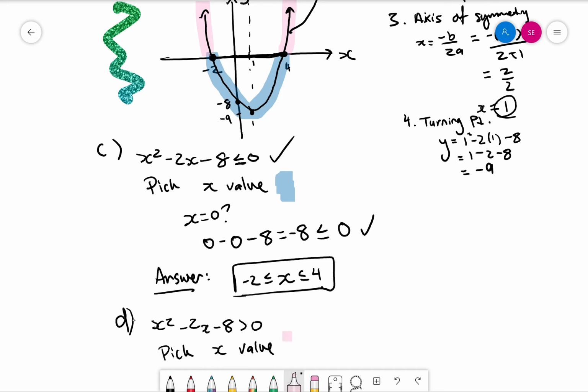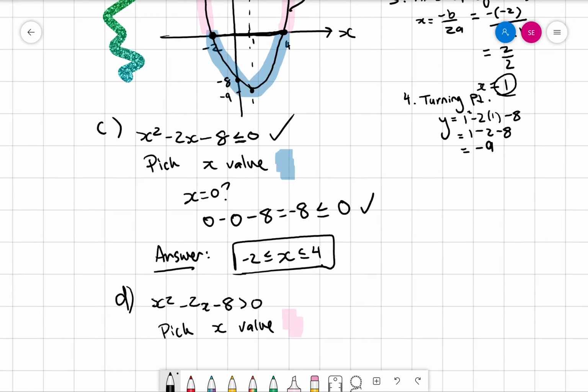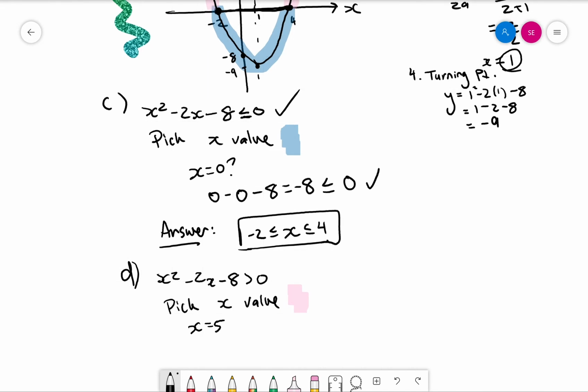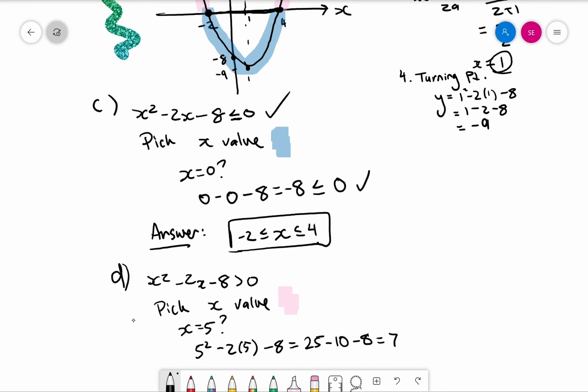So we'll pick an x value from the pink region that we've highlighted, just to check that we're right. We'll try x is equal to 5. So we'll get 5 squared minus 2 times 5 minus 8. That'll equal 25 minus 10 minus 8. And that's equal to 7, which is greater than 0. Perfect. So we're on the right track. Okay, sorry, it's just moving.